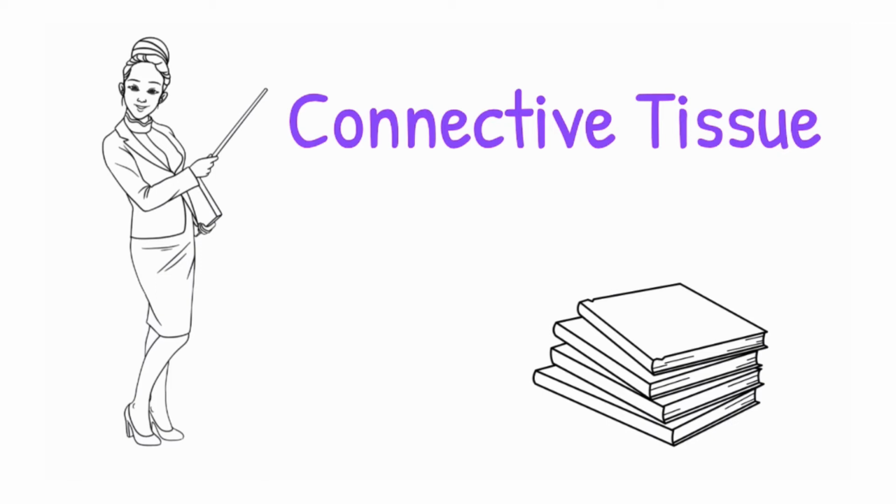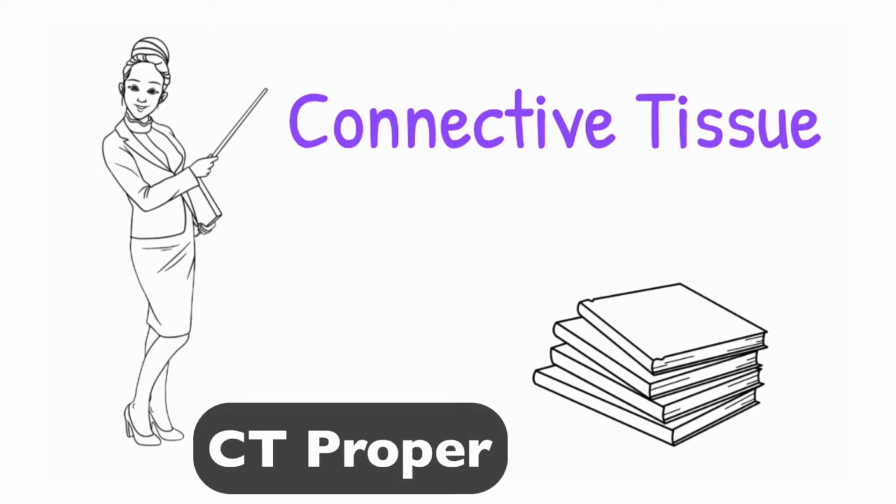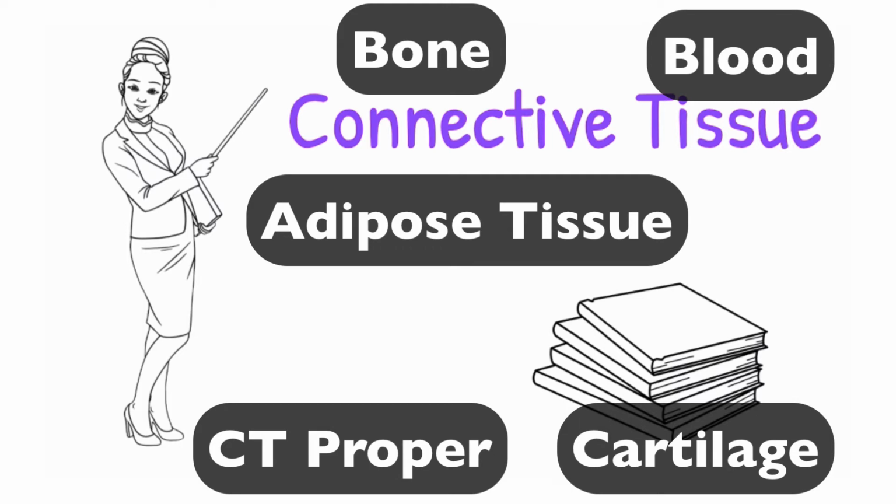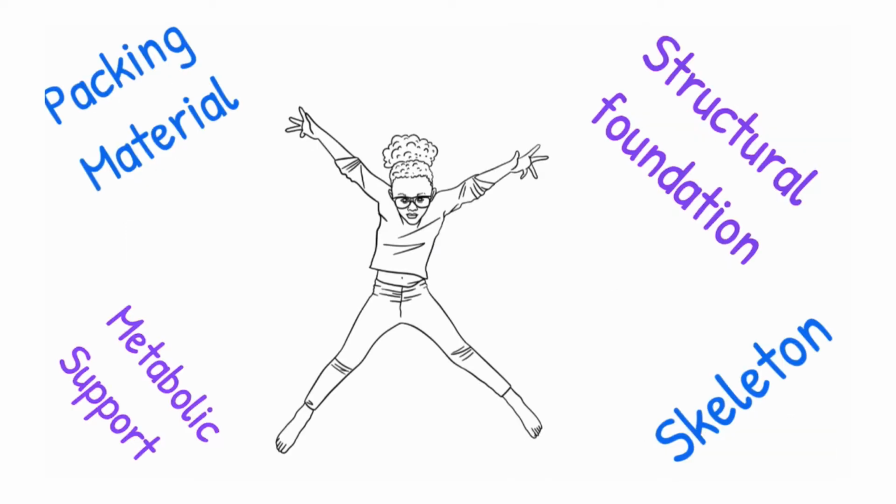Of the four types of tissues, connective tissue is the most varied. We have connective tissue proper, and we have a number of other different specialized connective tissues like blood, adipose tissue, cartilage, and bone. So we'll take a look at all of those. In short, connective tissue provides structural or metabolic support for other tissues or organs.